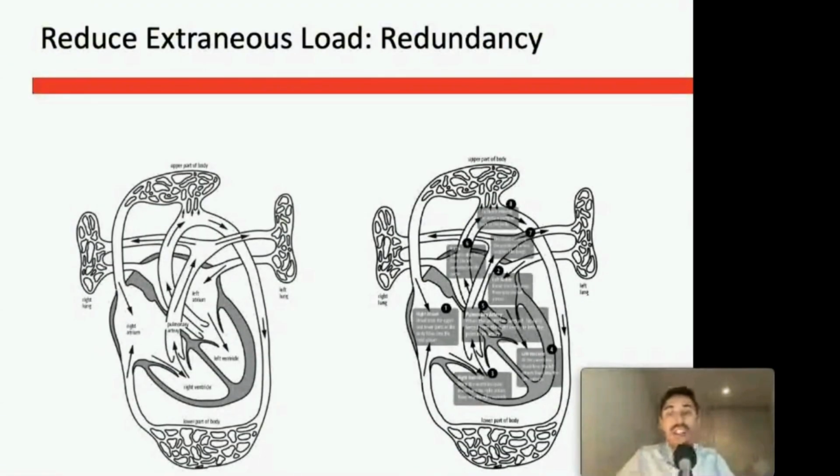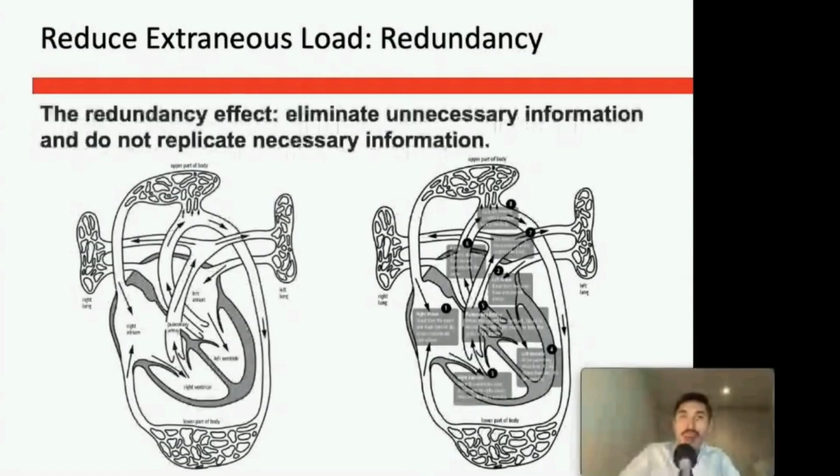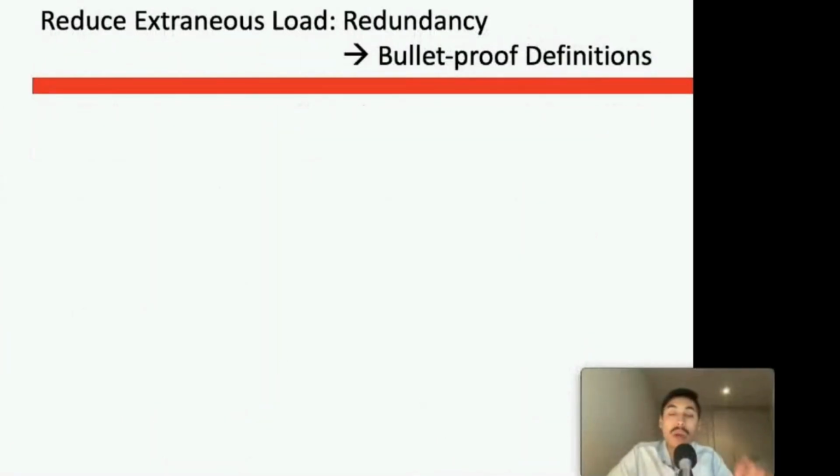So one of the ideas of the redundancy effect is really that we have to resist and try to overcome our instinct to provide more and more information, more and more examples, and often paring things back and keeping things simple is the best way to go. One really effective way of doing that is with bulletproof definitions.